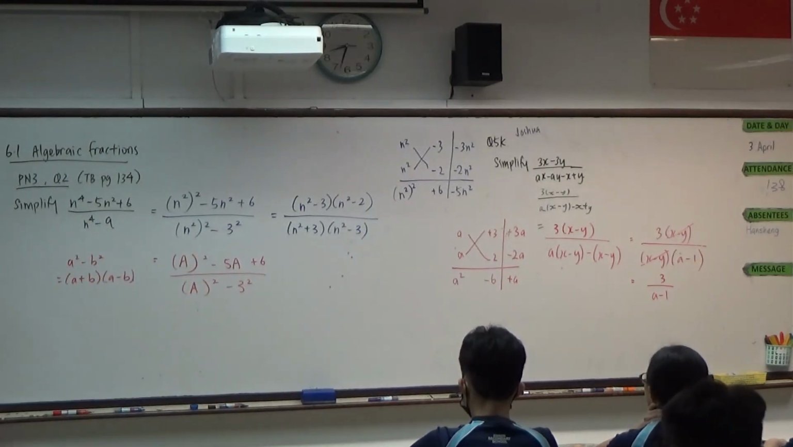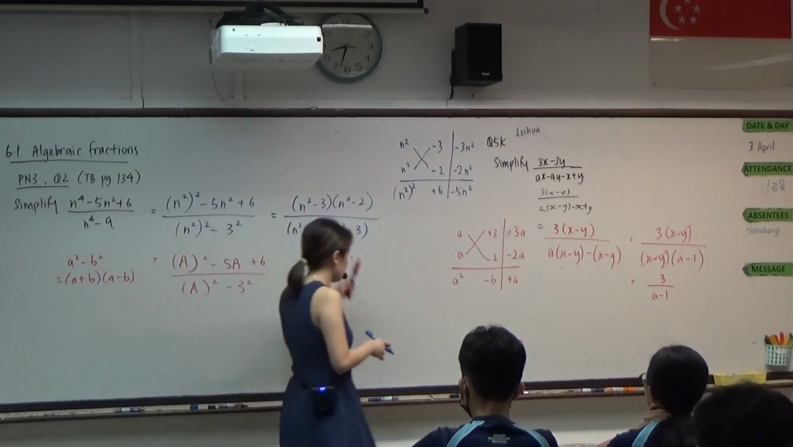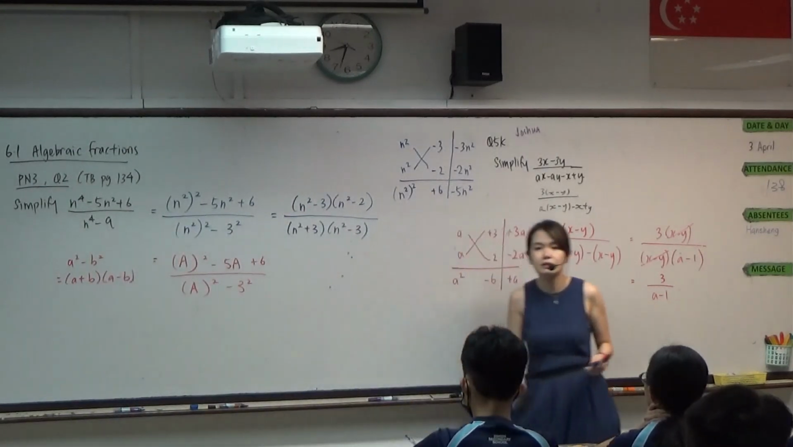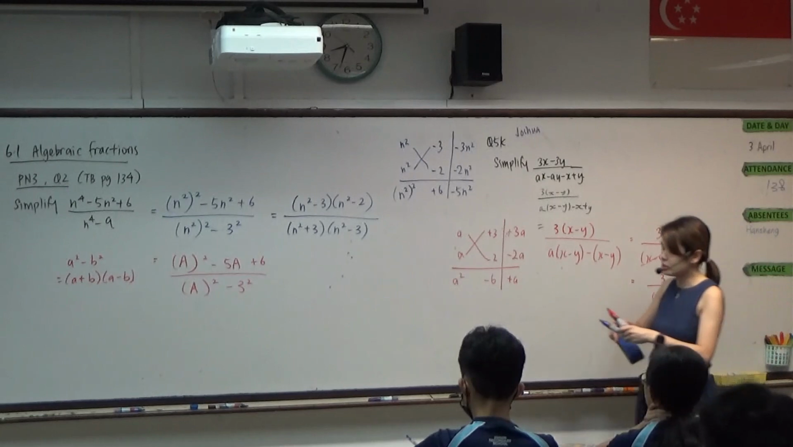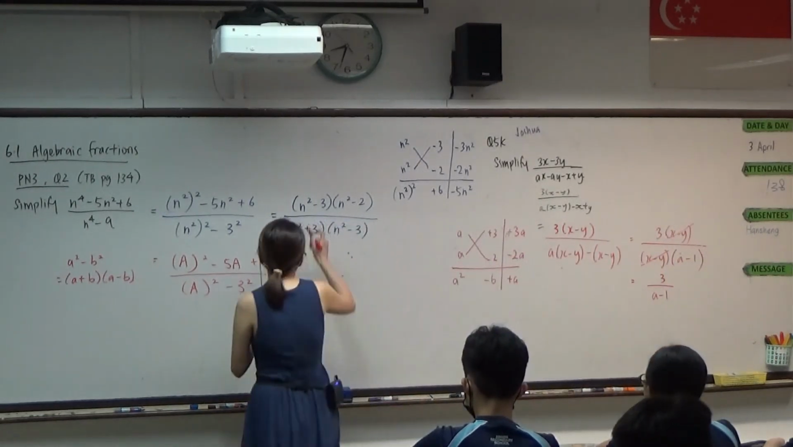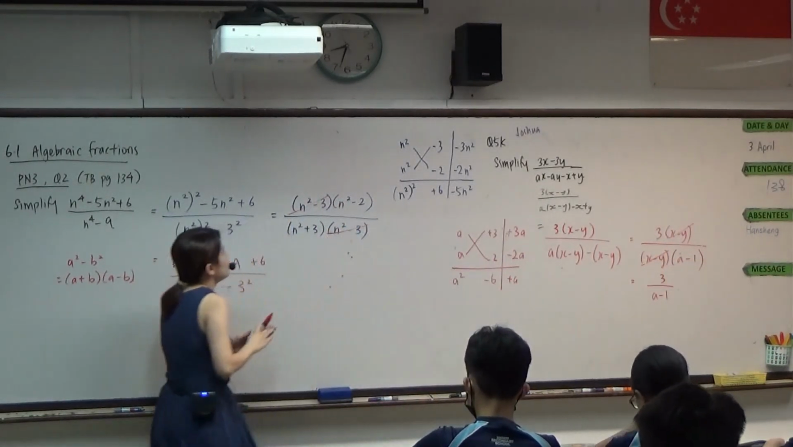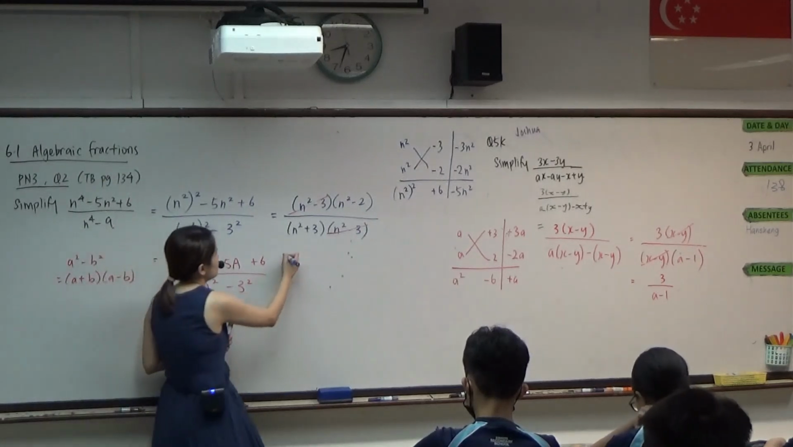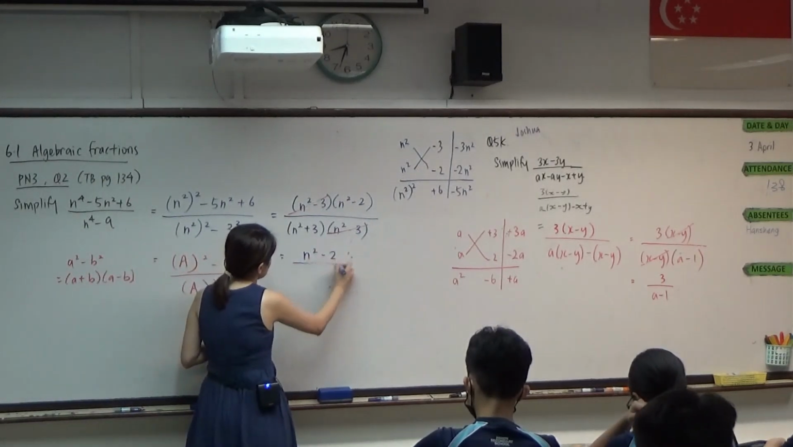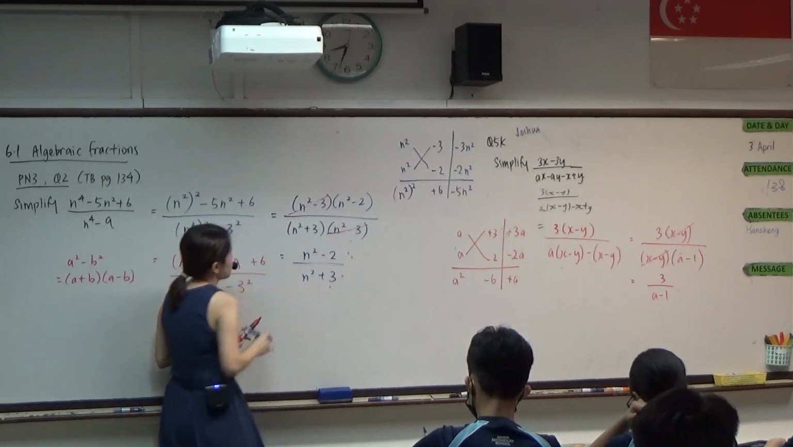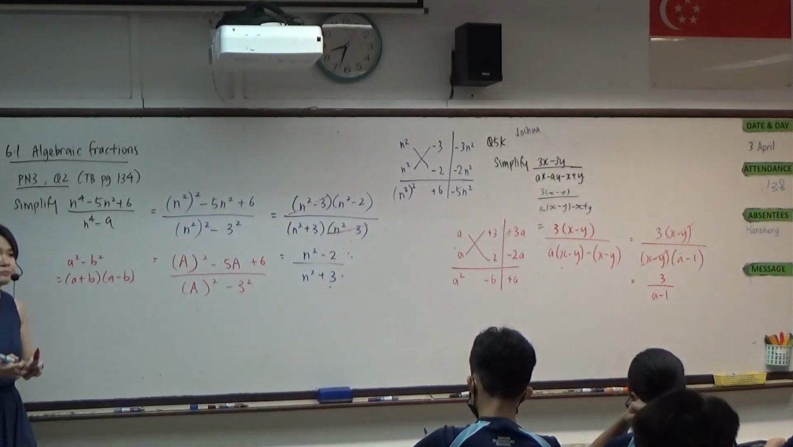Now that we have done that, what is it that we can divide away in the numerator and denominator? N squared minus 3, right? So we can divide that away. Having cancelled it, we will get n squared minus 2 over n squared plus 3. Questions?